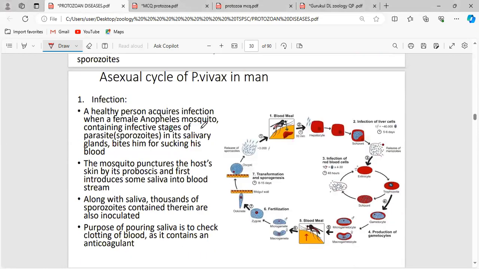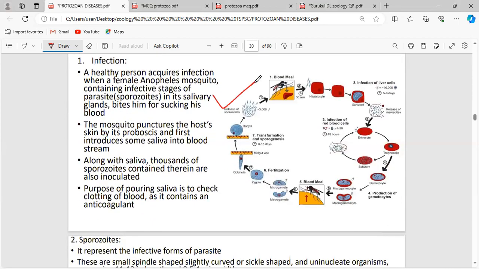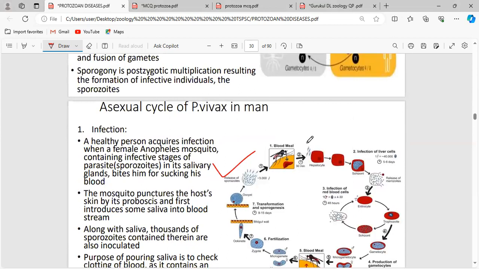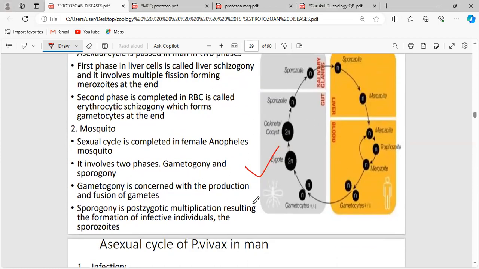When it comes to malaria, you have to remember these two important pictures. They can ask a question straight away from this picture. What you have to remember is that the two most important hosts for this protozoan disease are man, the human, as well as the mosquito. Clear?